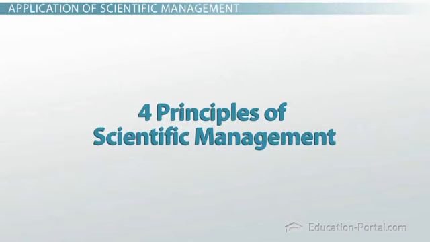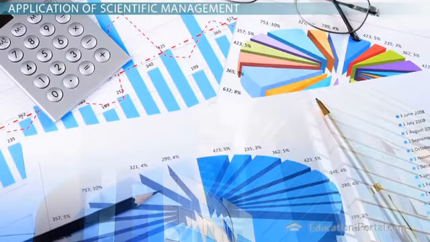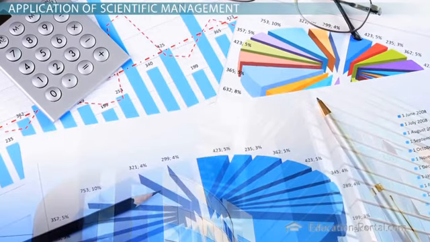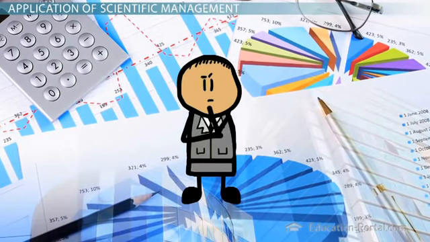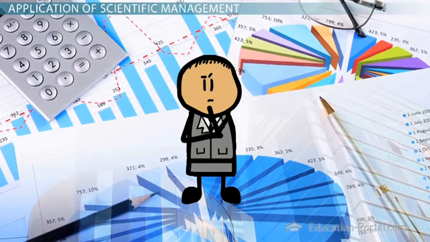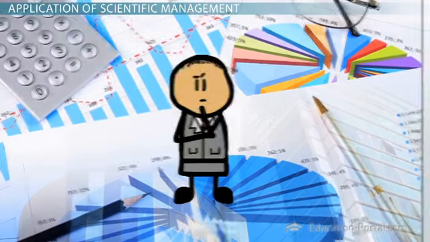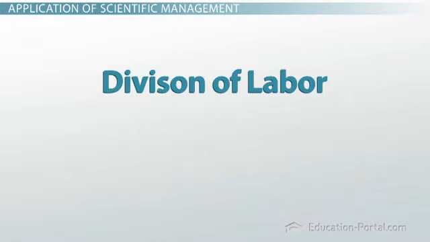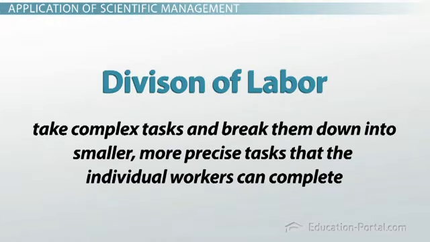Application of these scientific management principles is quite simplistic once up and running, but requires a great deal of analysis up front. A manager must first consider the nature of the work that needs to be completed and then decide the best possible way to go about it. A division of labor allows a manager to take complex tasks and break them down into smaller, more precise tasks that the individual workers can complete.